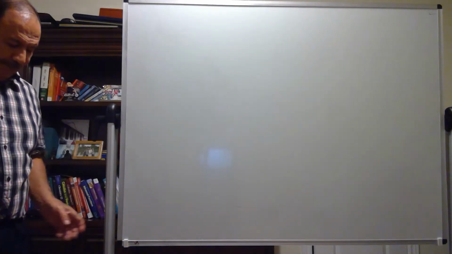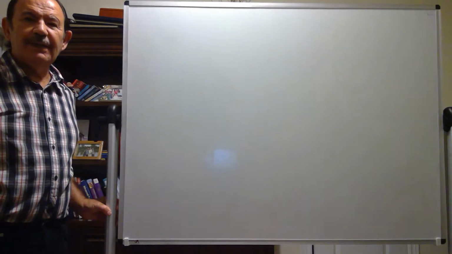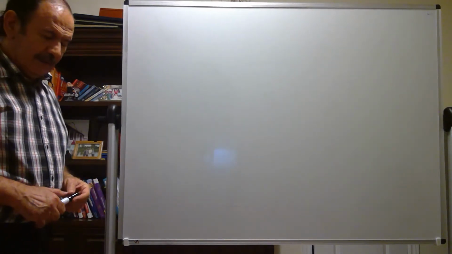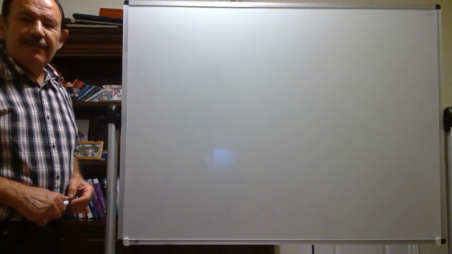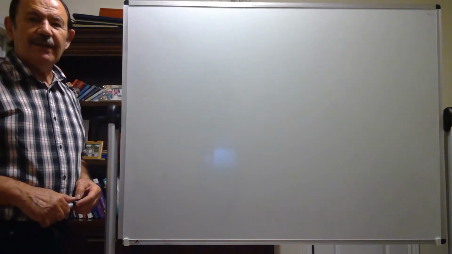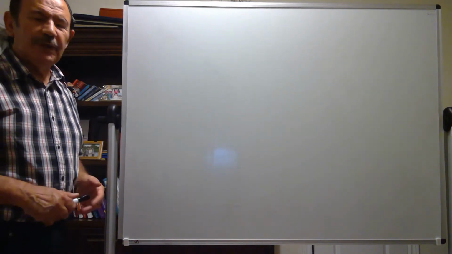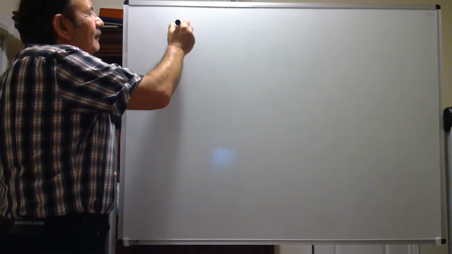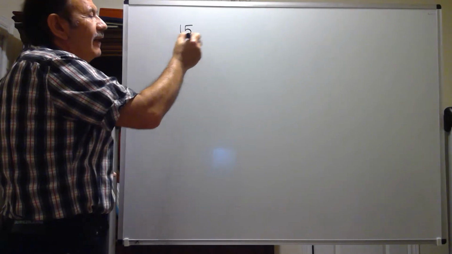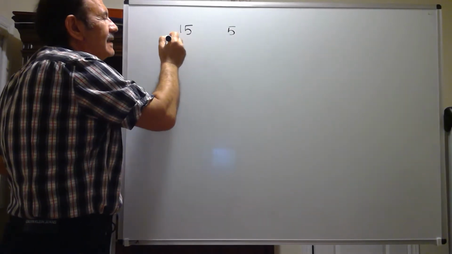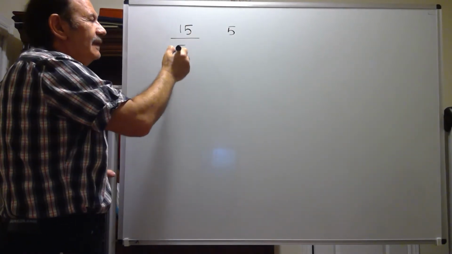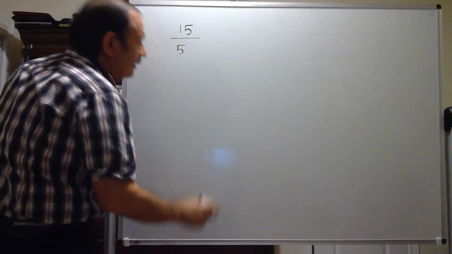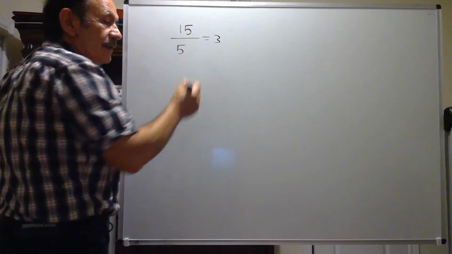Hello everybody. In this video I'm going to talk about division of polynomials. Before starting division of polynomials, let's start with division of monomials. Let's say 15 is a monomial and 5 is another monomial. Division of monomials: 15 divided by 5. This is the division of monomials, which is 3 in this case.